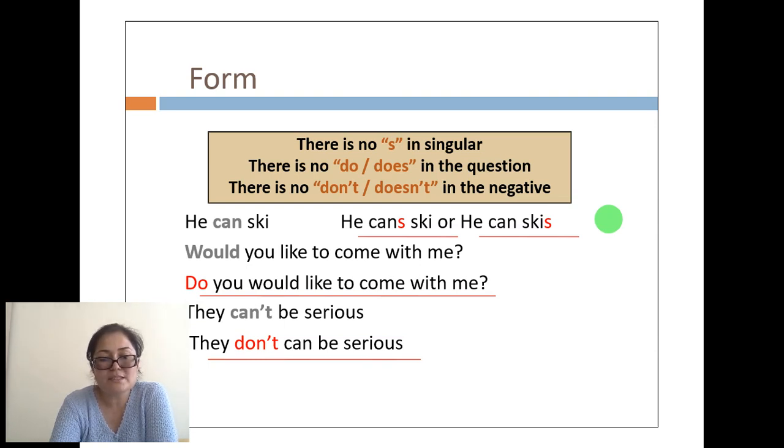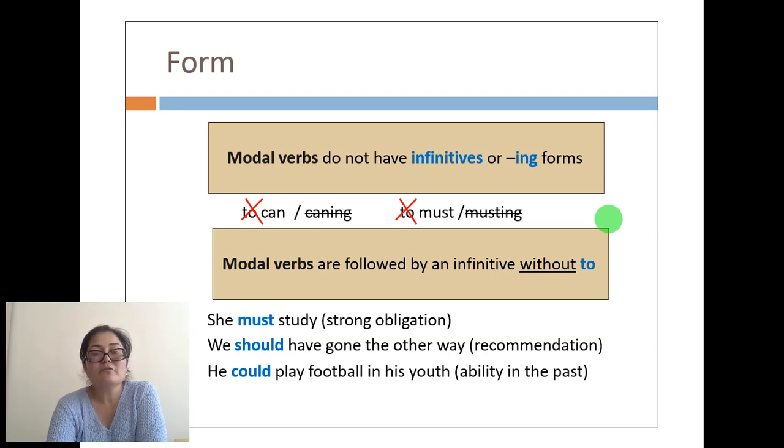They can't be serious. You can't say, "They don't can be serious." Say, "They can't be serious." Modal verbs don't have infinitives or ing forms: to can or canning, to must or musting. Modal verbs are followed by an infinitive without to.